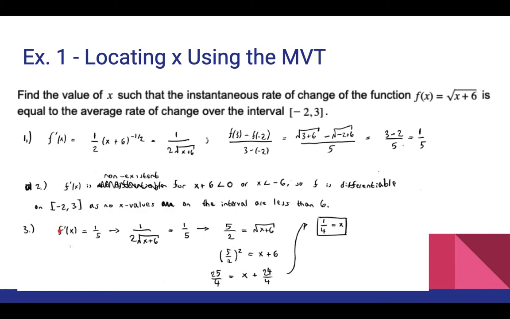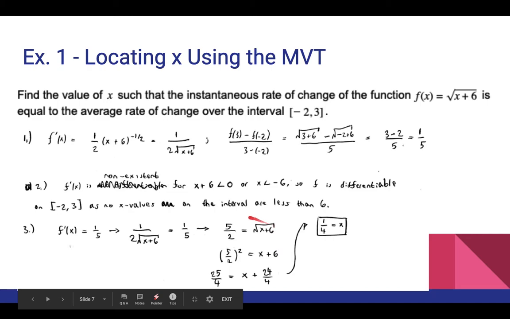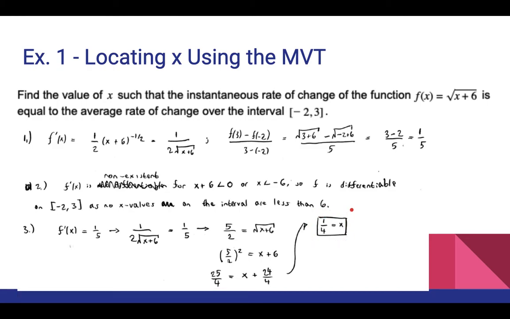So now that differentiability is guaranteed, we set our derivative equal to our average rate of change. Okay, so we're going to have f prime of x equals 1/5, which means 1/(2 square root of x + 6) equals 1/5. Solving the resulting equation by using a little bit of algebra is going to yield that the value where the instantaneous rate of change is equal to the average rate of change is x equals 1/4. And those are steps that we'll always carry out for such a scenario as this.